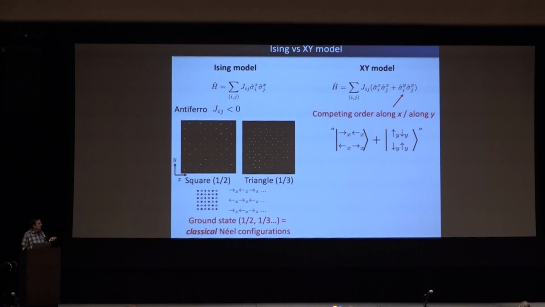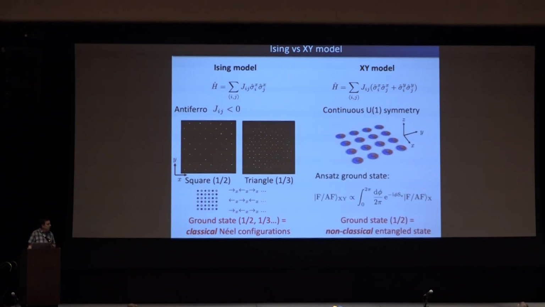And now, if you go to the XY model, the situation is a little bit different, because you see that we can have competing order along X and Y, as you see there. And now, if you ask how this ferromagnet or antiferromagnet looks like, it's very difficult, because it's not possible to obtain an analytical expression to describe this ground state. But you can visualize it in this pictorial way, where basically you can see that the ferromagnet is the coherent superposition of the classical ferromagnets, where you have basically arrows pointing in all directions in the XY plane.